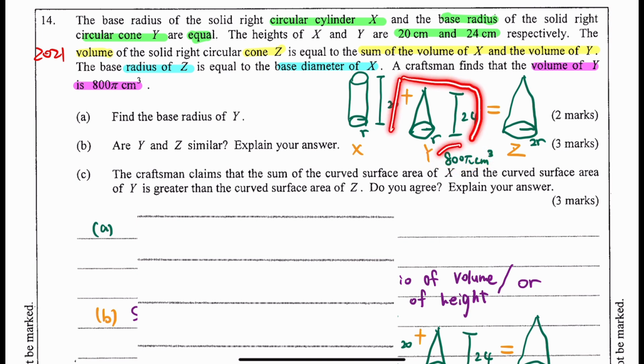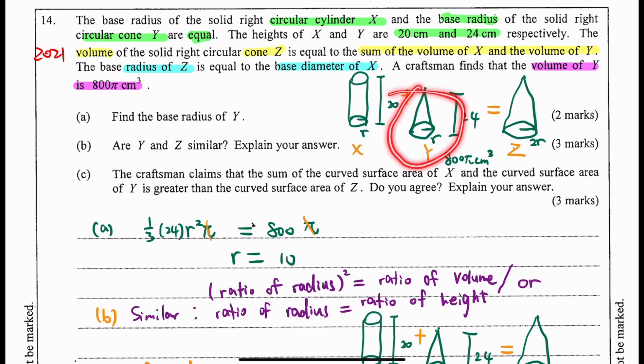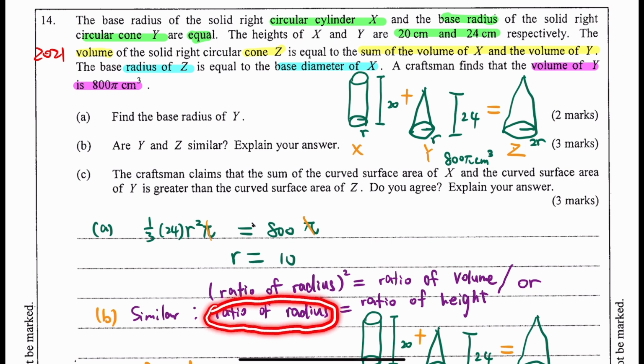So we have the volume. You just need to put it in the volume formula, because you are finding the radius and you have the height. So that's very easy. You can find r equals 10. Are Y and Z similar? So Y here, Z here. To check if they are similar or not, we can use two methods. One is that you check their lengths. All their lengths should have the same ratio.